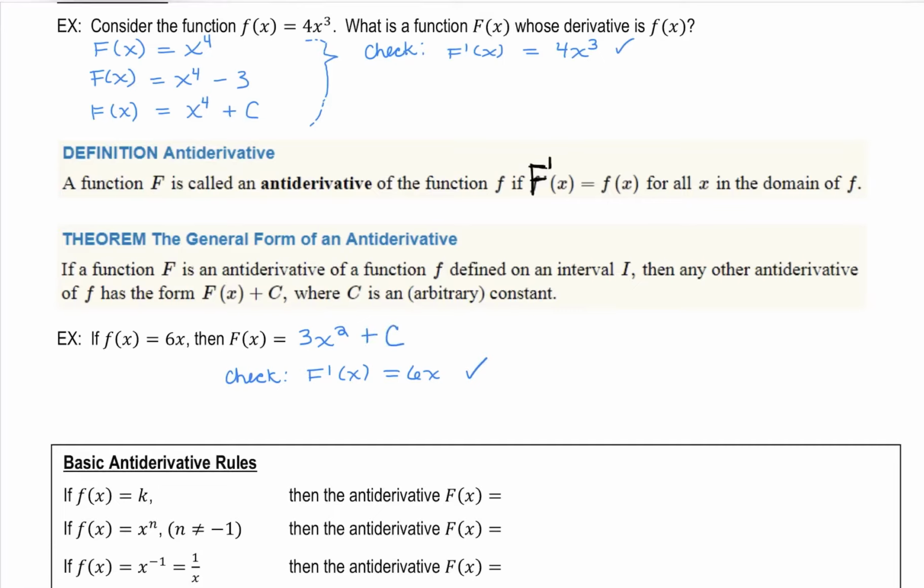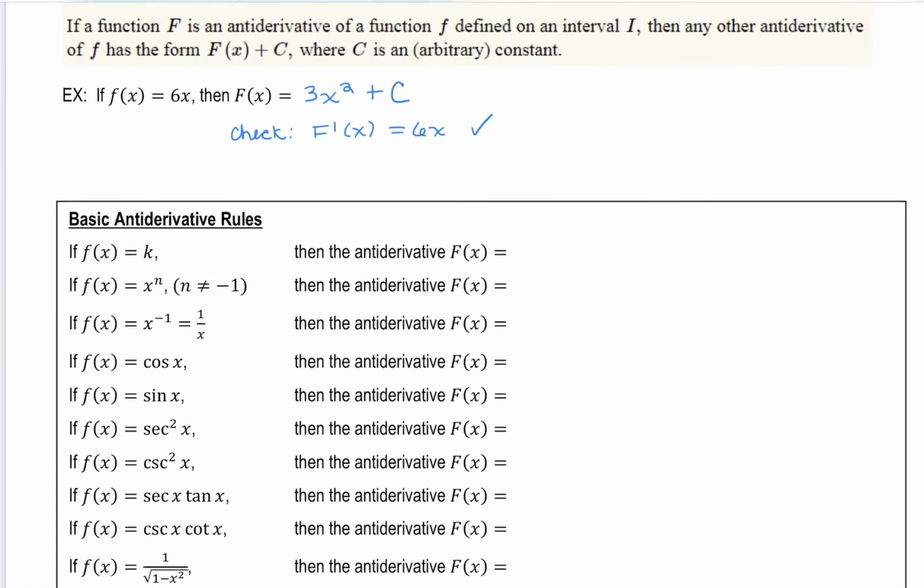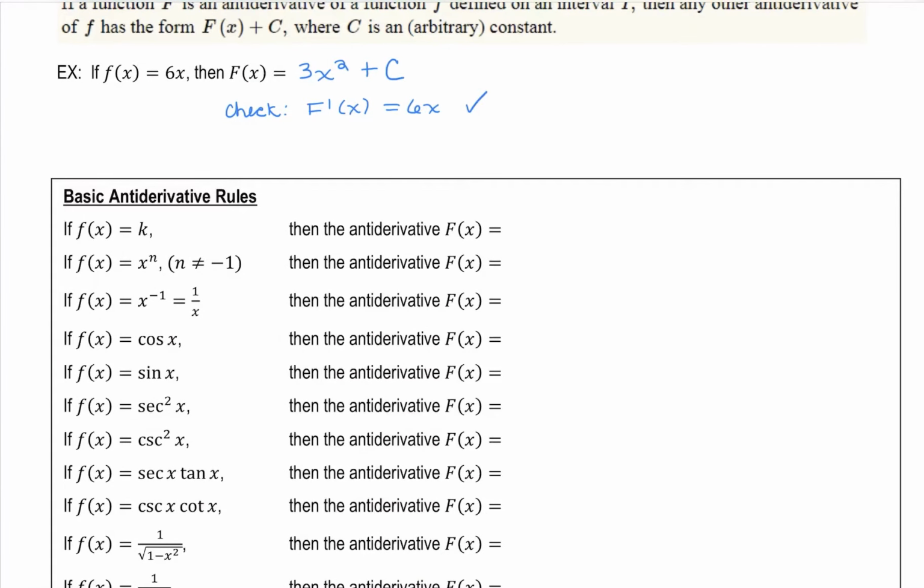And again, the more general form that we would really want to go with would be the plus c on that. Okay, so now what we want to do is, instead of just thinking and reasoning and trying to go backwards, let's try to solidify some rules here for some of our basic antiderivatives. All right, so the first one, if you have k as a constant here, then the antiderivative of a constant is going to be that constant times x, and all of these are going to have this plus c at the end.